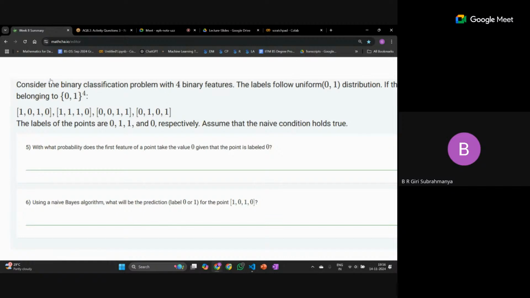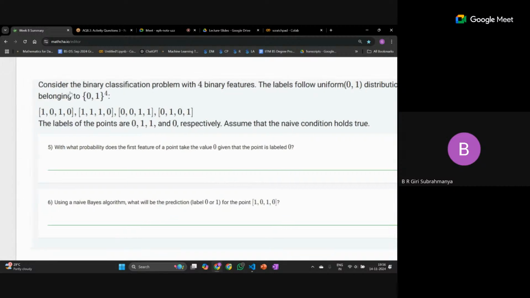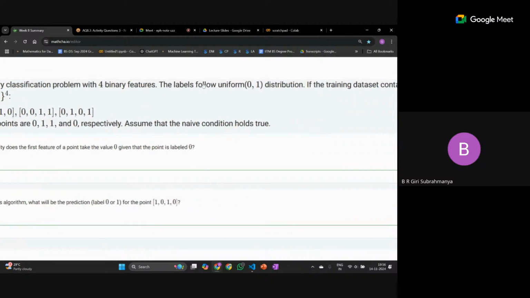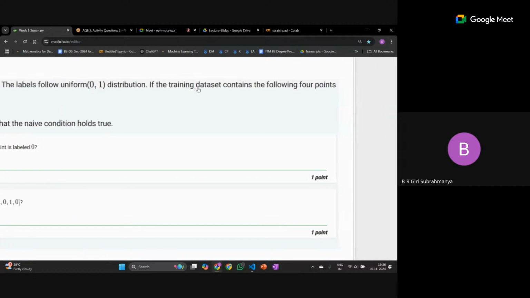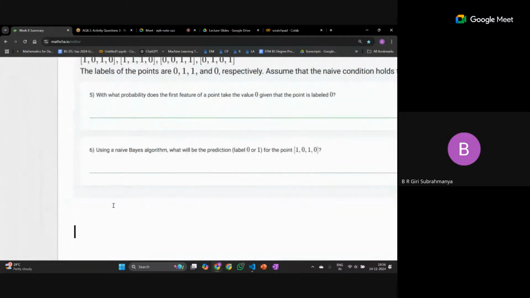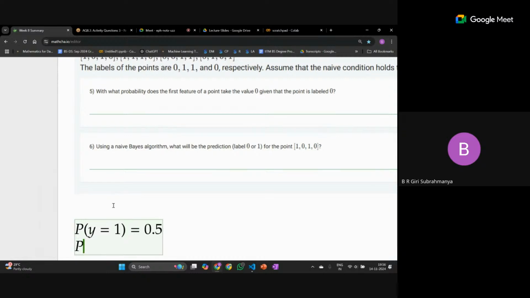Now what the question is saying is, consider a binary classification problem, so you have 2 classes. Now there are 4 features: feature 1, feature 2, feature 3, feature 4. They are binary. Now the labels follow uniform 0, 1. Uniform 0, 1 means the probability for 0 and 1 is both 0.5. So the probability of y equal to 1 is 0.5, and the probability of y equal to 0 is again 0.5. So this is the first thing.